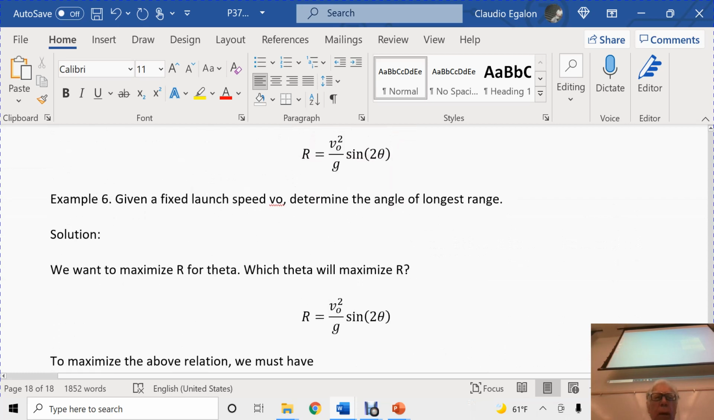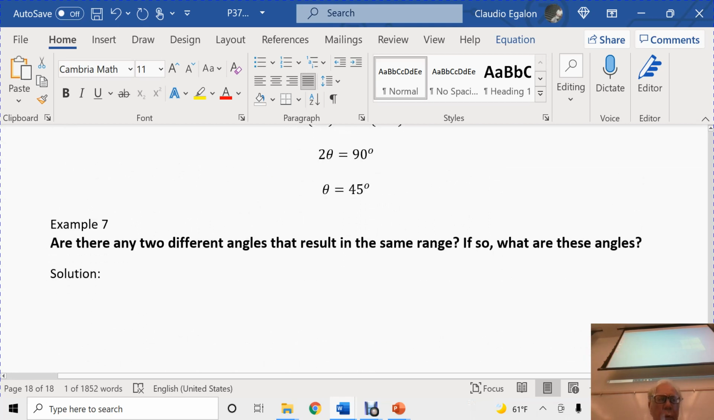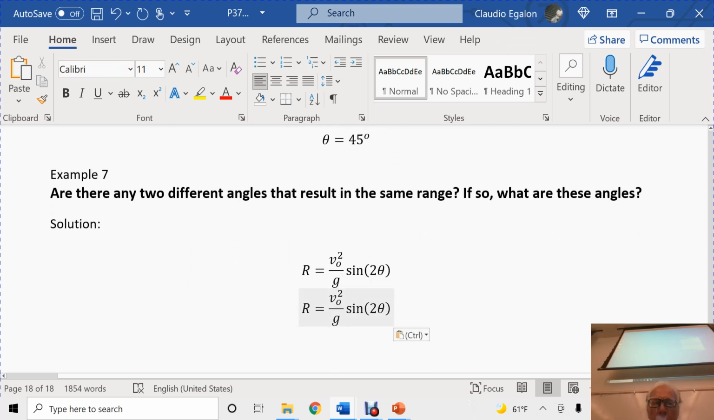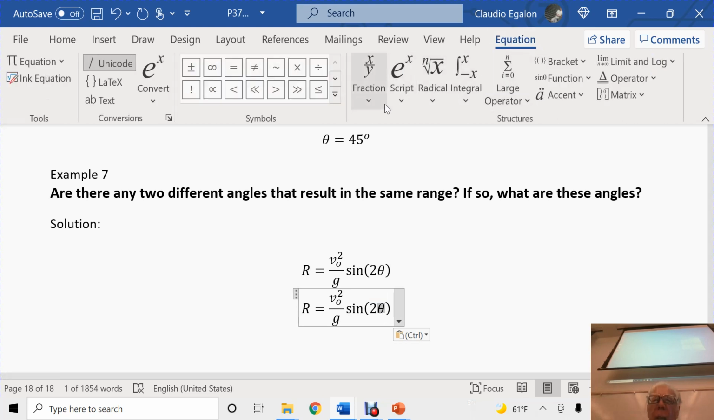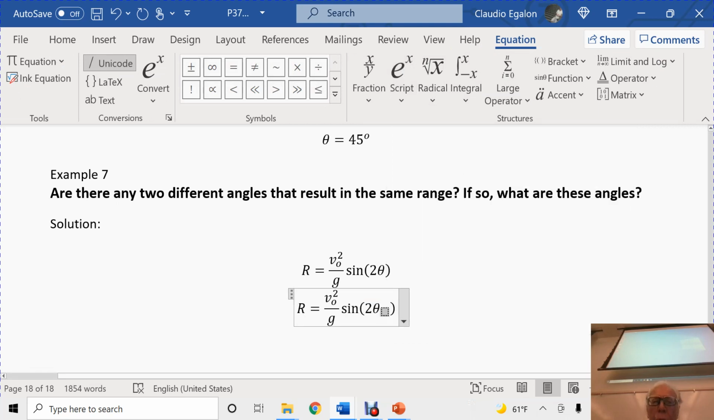Let's go. What is the starting point? That's the starting point here. Okay, that's the starting point. Range is equal to that. So mathematically, I'm asking the following question: are there two different angles with the same range? That's what I'm asking mathematically. Are there two different angles with the same range? Okay, like that.